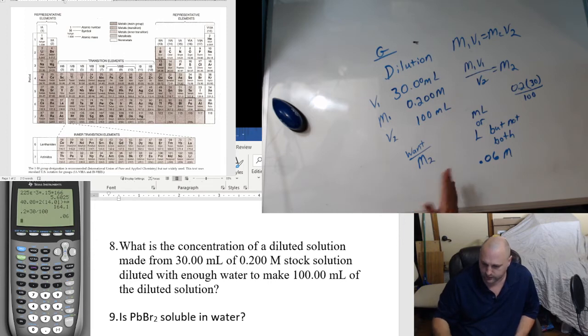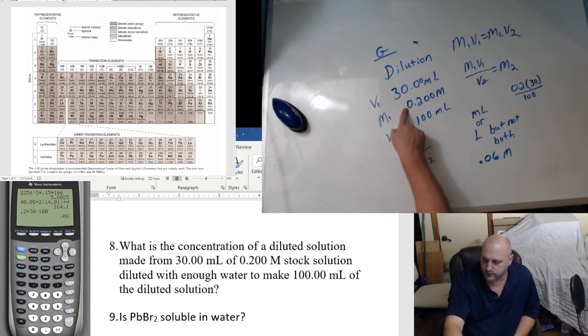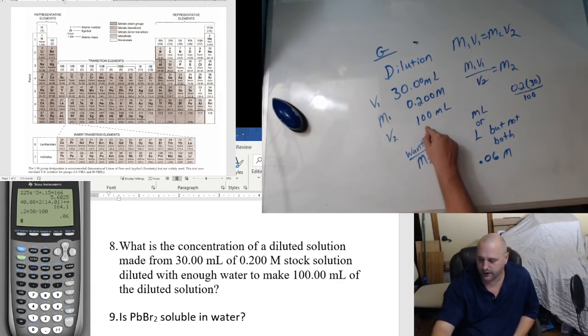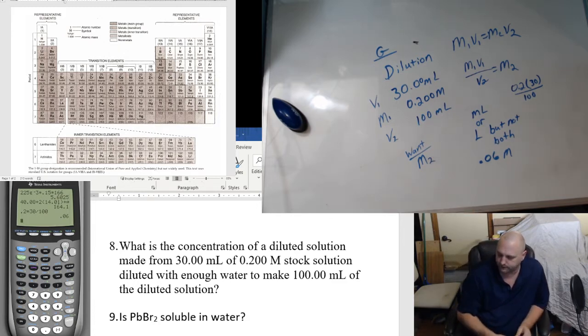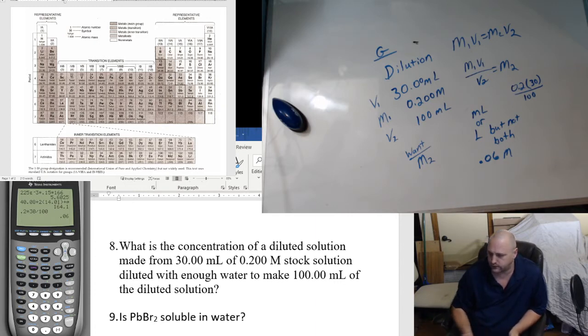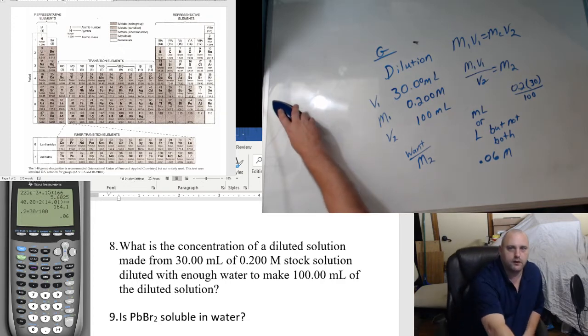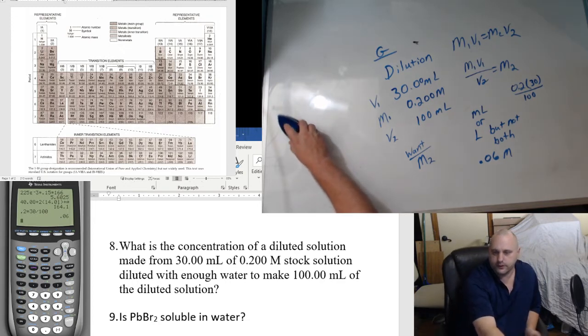Let's double check and get a rough idea here. We had something that was concentrated. We added water up to 100 milliliters from 30, so we diluted it by about a third. So a little bit less than that, we diluted it down. And sure, this 0.2 to 0.06, that's about 30% of that. So yeah, I'll buy that. That makes sense. Okay. Now that's it for 8.